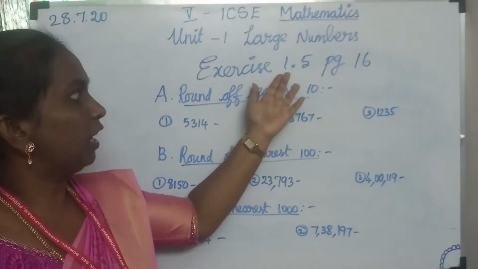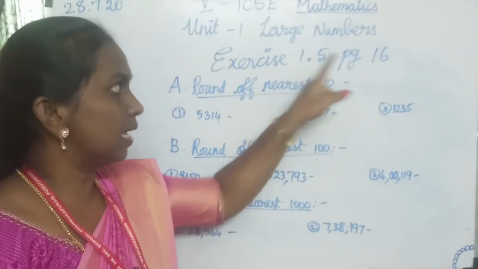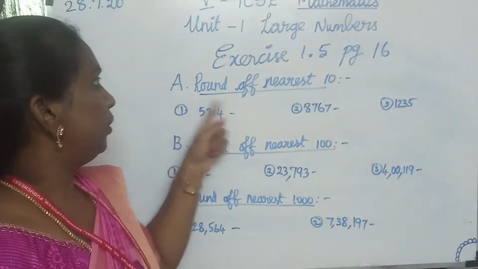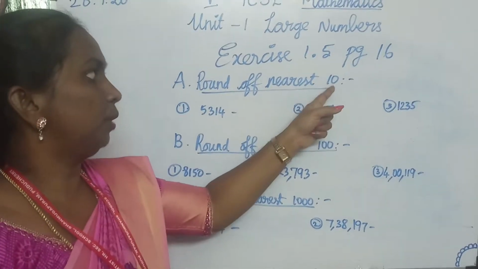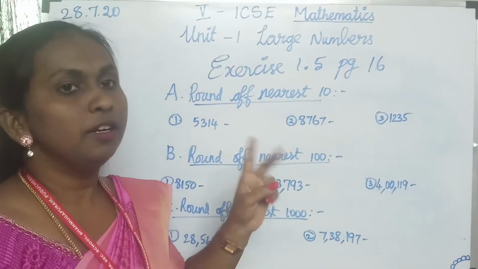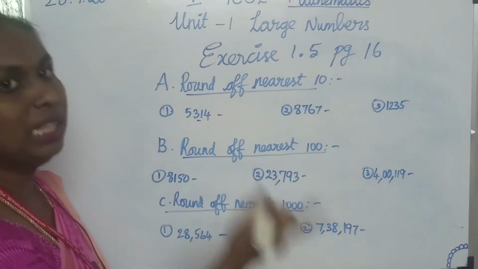Exercise 1.5, page number 16. So always you have to write the exercise as well as the page number in your CW also. So coming to the first one, round off nearest to 10. So nearest to 10, we have to keep two things in mind. First thing, which one are we going to round off? The tens place value. Underline the tens place value. See the ones place value.